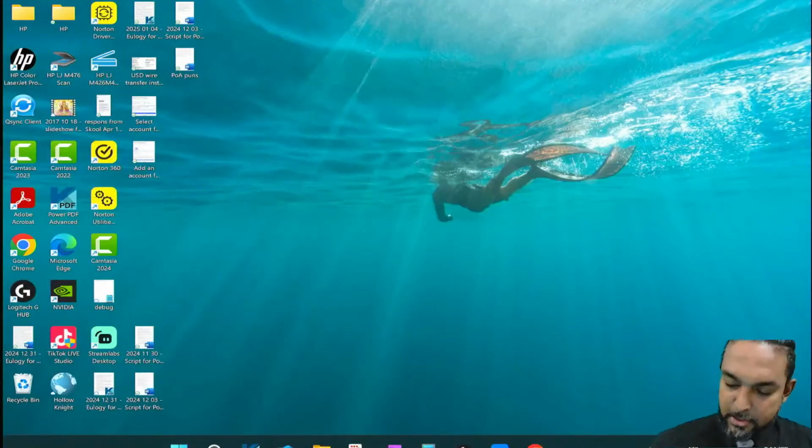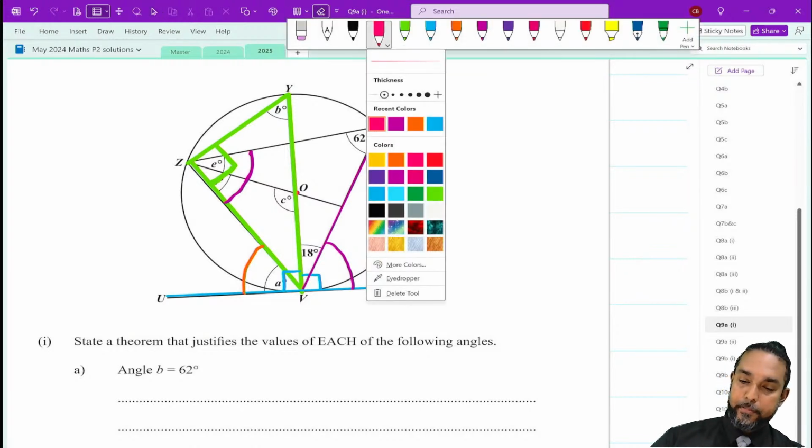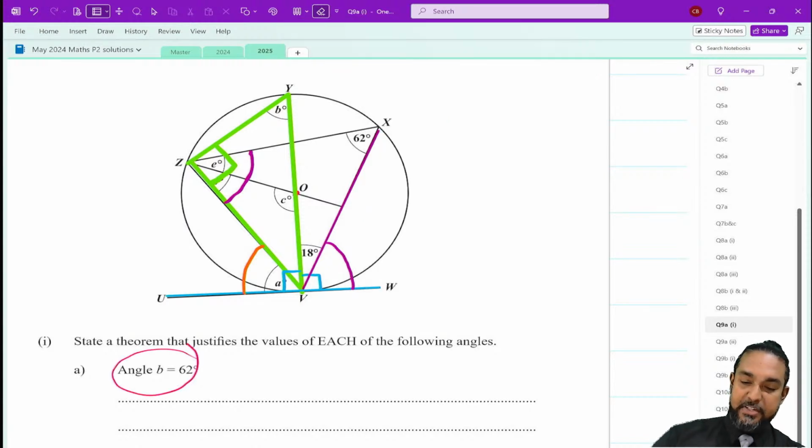Anyhow, let's go back to the paper. Okay, cool. It says, state a theorem that justifies the values of each of the following angles. So they want us to state a theorem for why angle B is equal to 62 degrees. Where is B? B is here.